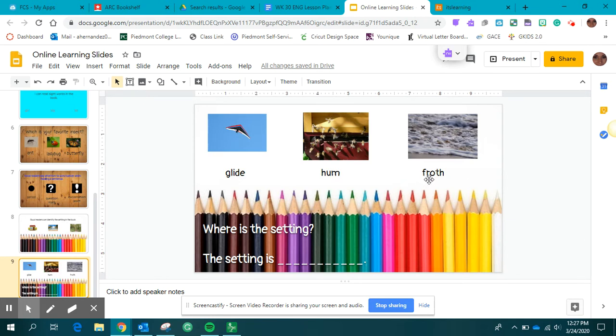I've got F and R together. What do those letters make? What sound do they make? Froth. Froth is the word. So if I look at this picture, I see the ocean, and that looks like the shore, and there's froth. You see the white bubbles that are coming onto the shore? That's what happens when water reaches the sand really quickly. It makes froth. It looks frothy.